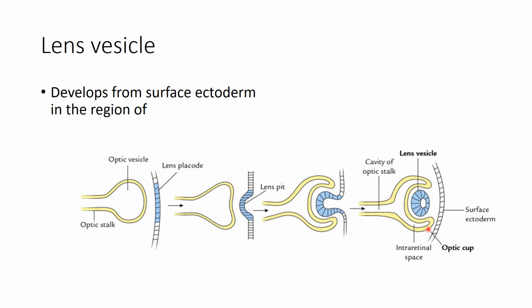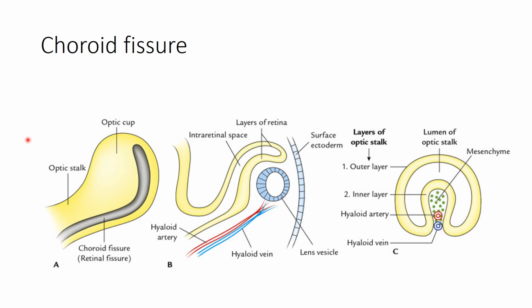The optic cup has two layers, the outer layer and an inner layer, which are continuous in the anterior aspect. The space between the two layers of the optic cup we call the intraretinal space. We will see what is the importance of this space later. Try to understand these diagrams. It's important to understand what the choroid fissure is. Correlate with the earlier diagrams.